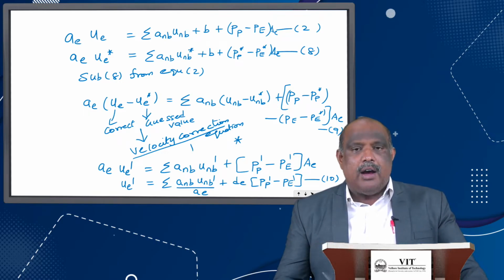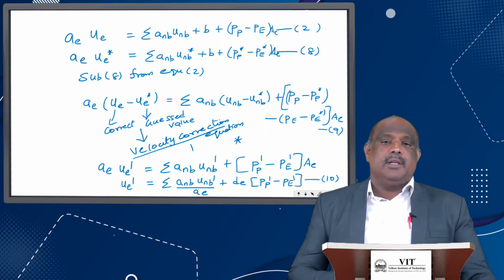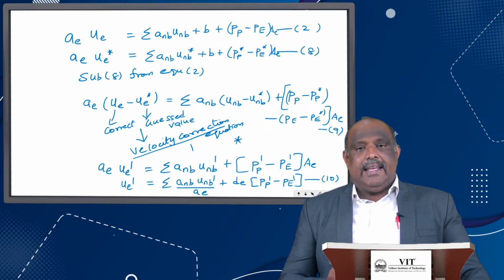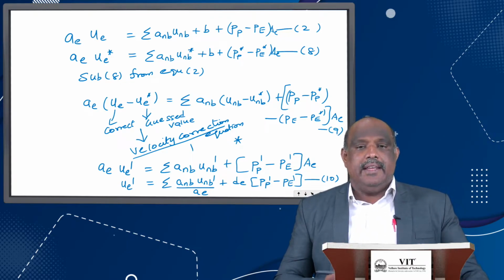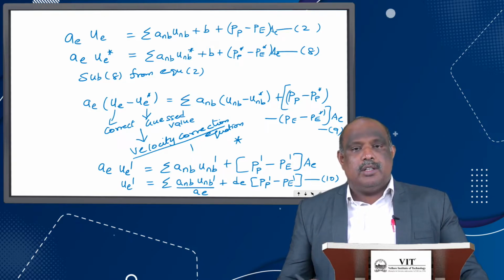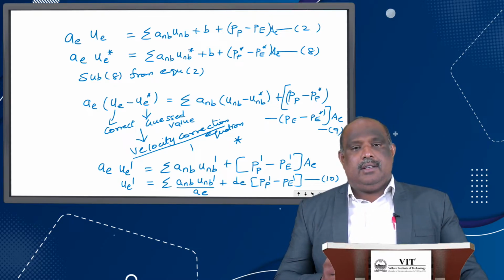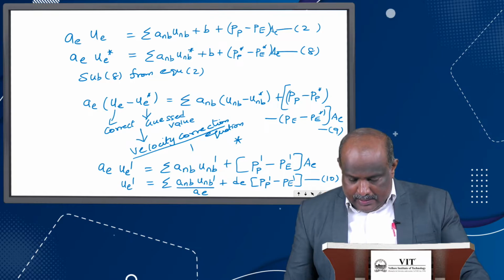Then if I want to have only the velocity components, then UE prime will be equal to sigma ANB UNB prime by AE plus this capital AE by small a, which is another constant, nothing but DE. So DE of PP prime minus PE prime. Let us call this equation number 10. This UE prime is called the velocity correction equation. Let us move further.